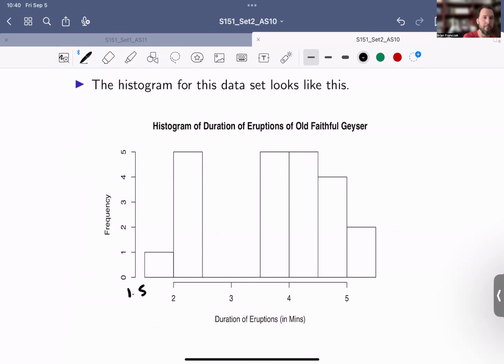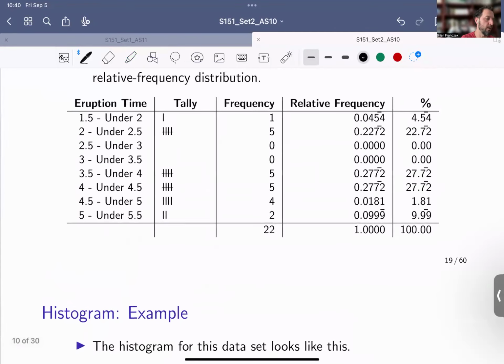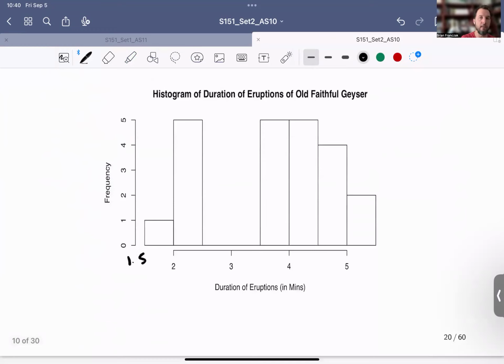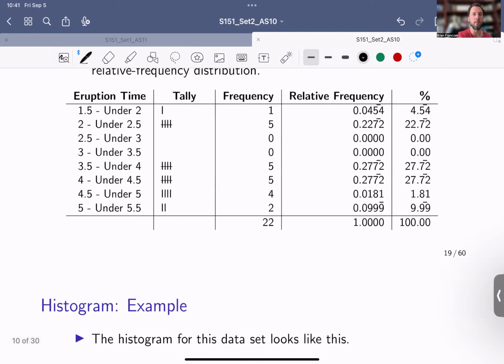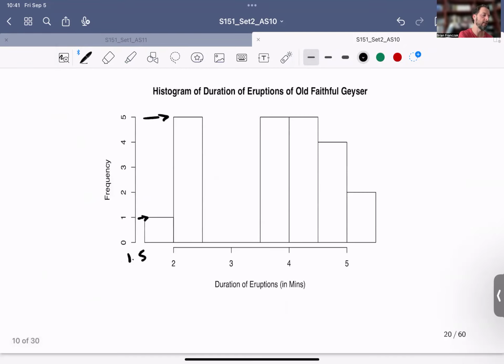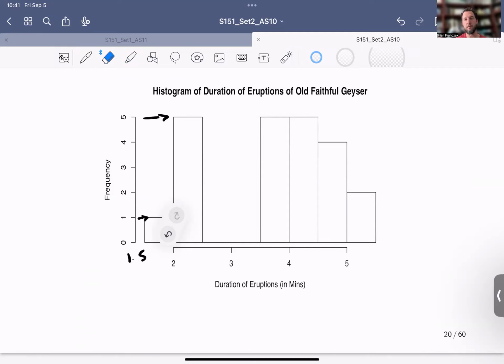For example, the first bin, which runs from 1.5 to under 2, only had one value. So that's why this bin is at a height of 1. The second bin, which is from 2 to under 2.5, had a height of 5 because there were 5 observations collected in that bin. Then we have 2 bins with no observations in them, and then 2 more bins with 5 observations. You can see the same trend. We have nothing between 2.5 and 3.5. And then from 3.5 to 4.5, we have 2 bins at a height of 5 because we have 5 observations in each of those bins.